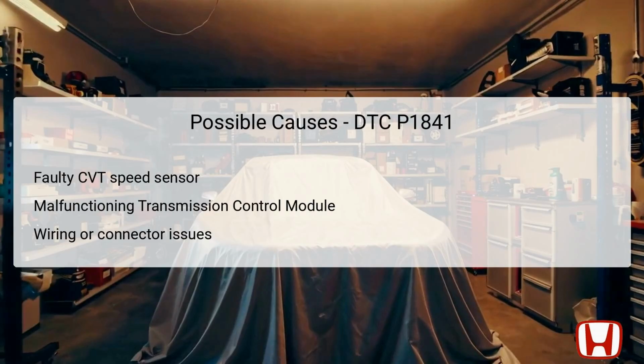Third, issues with wiring or connectors associated with the CVT speed sensor may result in poor signal transmission, which can create mismatches between operational conditions and the measured values. This highlights the importance of thoroughly inspecting the sensor, TCM, and all related electrical connections during the diagnostic process to determine the underlying issue effectively.